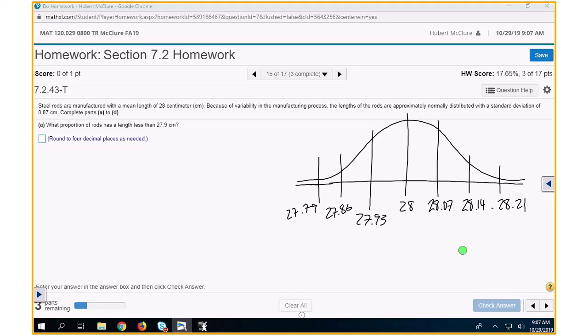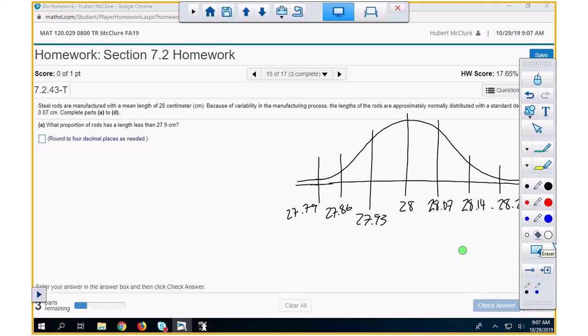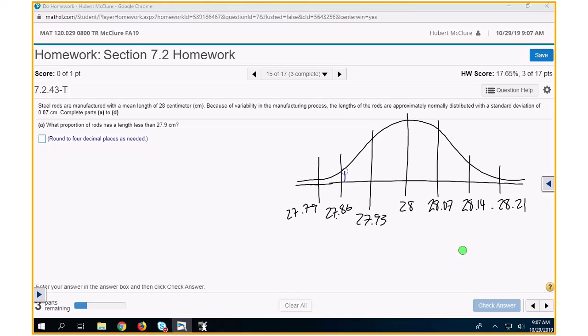All right. So, what does it say? It says, what proportion has a length less than 27.9? Well, 27.9, that's not close enough. So we have to draw a line at 27.9, which would be right in there. Now we know this is 2.5, so our answer is probably going to be around 2.55 or 2.6 maybe. I'm going to say 0.0260. That's my guess.